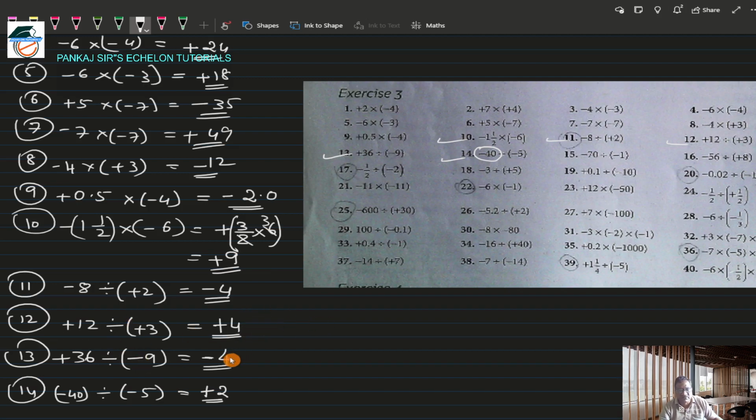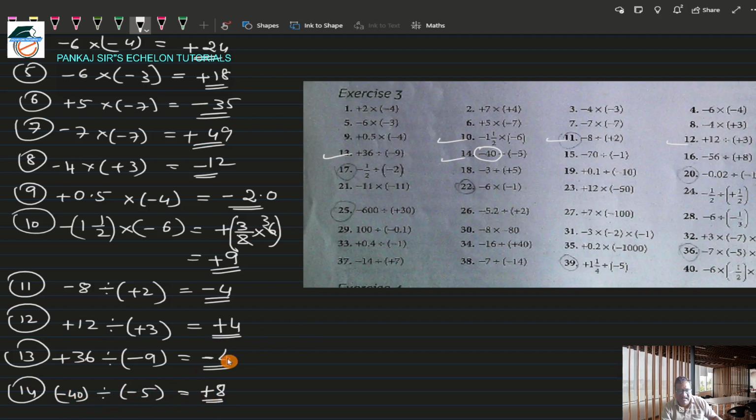Okay. So 14th's answer now will be 40 upon 5 is 8. So it will be plus 8. Right. 40 divided by 5 will be 8. Minus upon minus is plus.